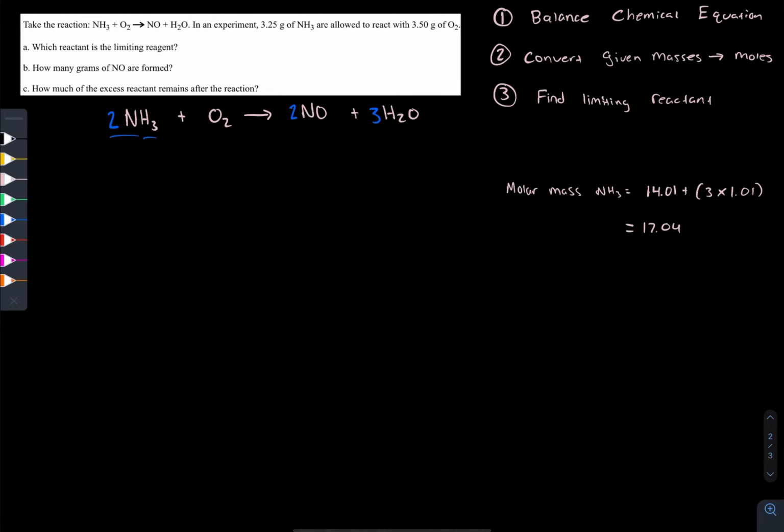So we have to balance this out. We have 5 oxygens here and we have 2 here. So in order to get to 5, we need to multiply this side by 2.5. But because we don't like to deal with decimals, we're going to multiply each of these by 2 to get them to whole numbers. So we're going to multiply both sides by 2. So what we end up with is something that looks like this.